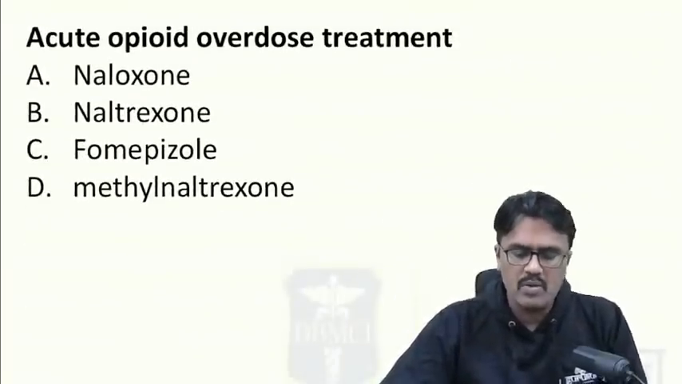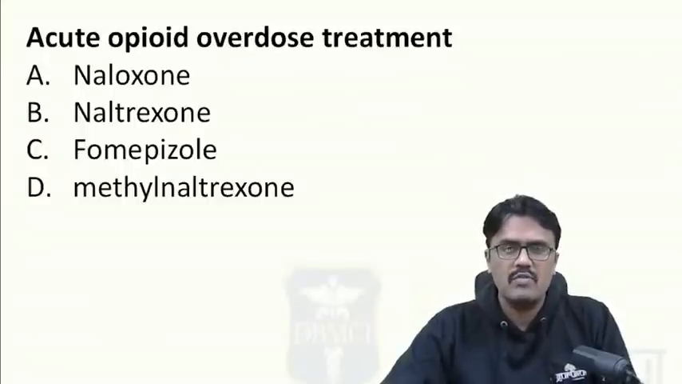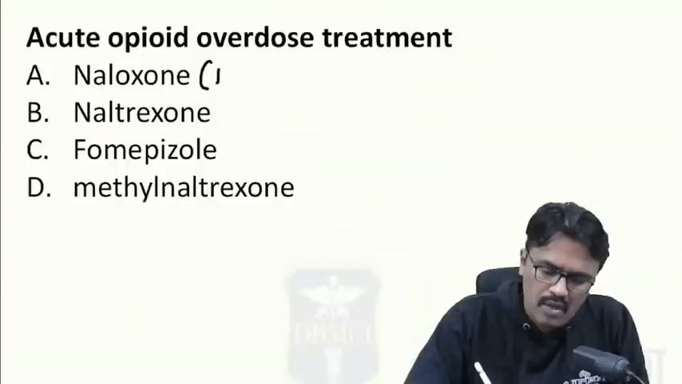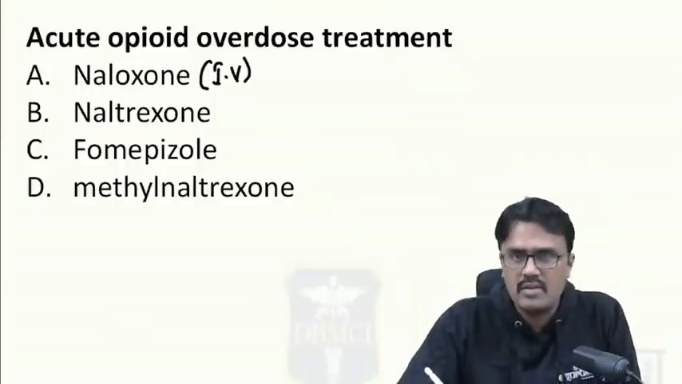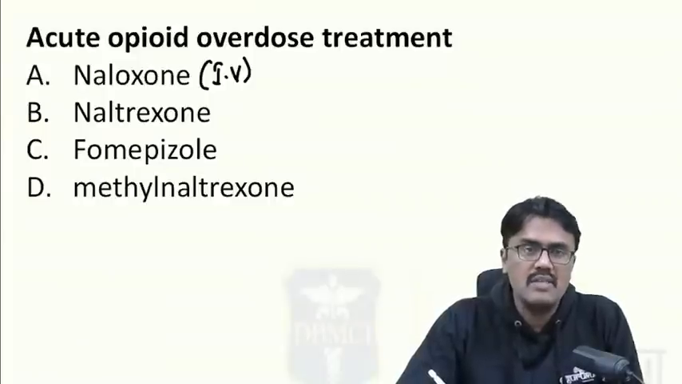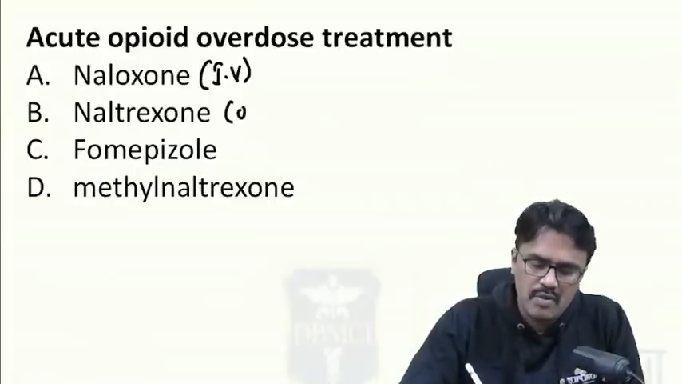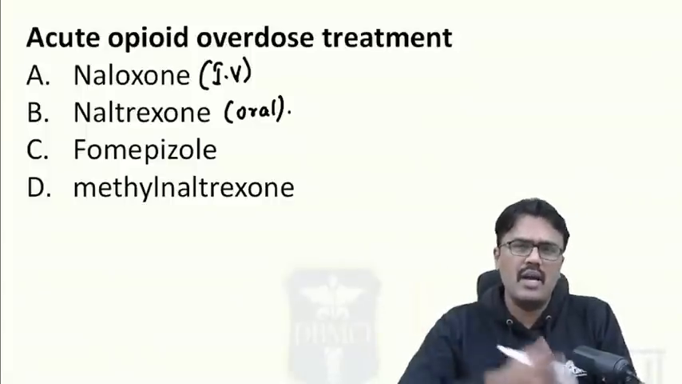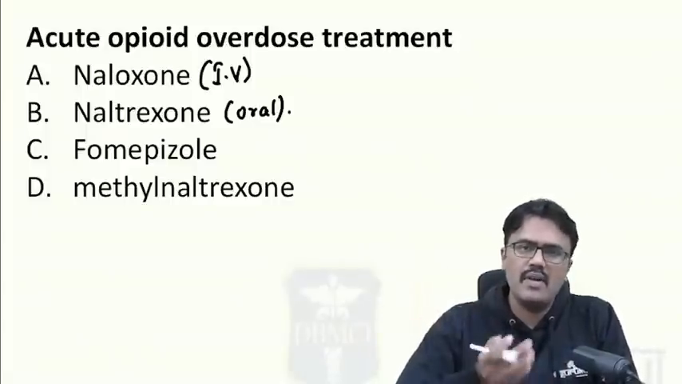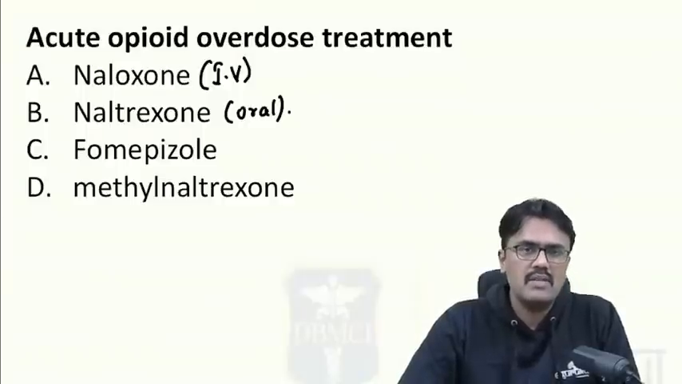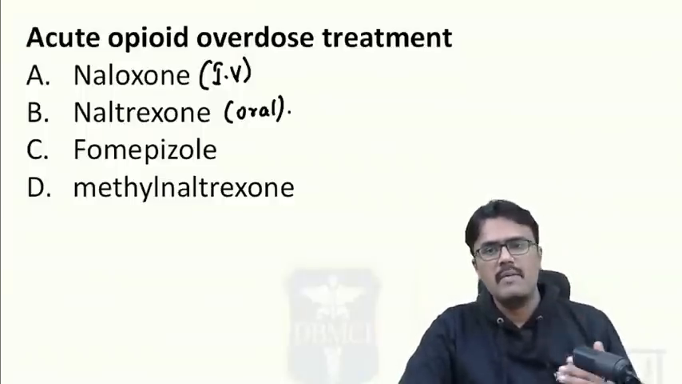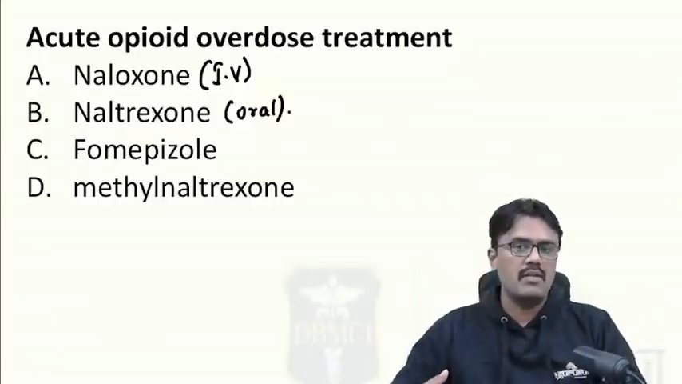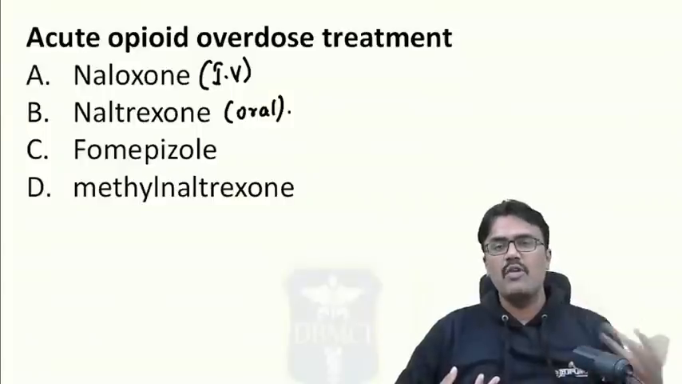Acute opioid overdose treatment: naloxone, naltrexone, fomepizole, methylnaltrexone. Now, for acute opioid overdose treatment, obviously we have to give an IV drug, that is called naloxone. Naloxone is the drug of choice. Naltrexone can be used, but it is the second line drug. Only when the patient is from the ICU and can be shifted to the wards, then you can give naltrexone. Otherwise, management is naloxone. Not only there, whenever we use opioids during labor and the baby is born, the baby may have respiratory depression. For that also we use naloxone.